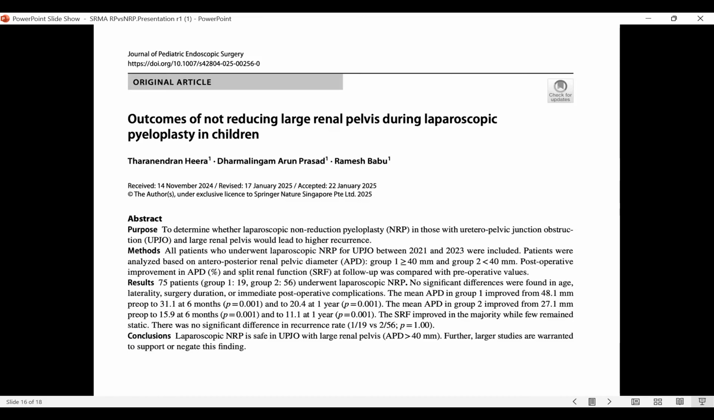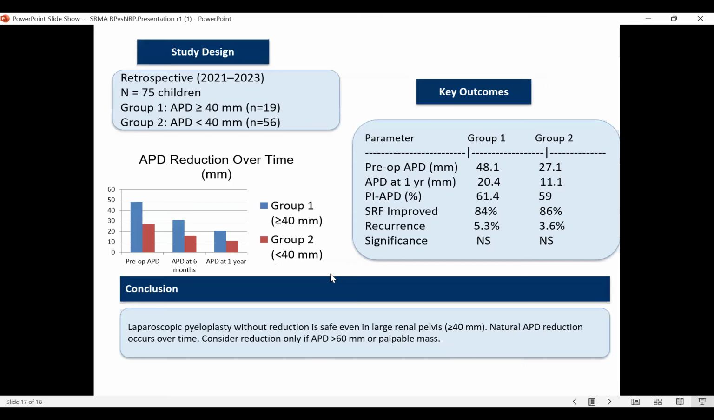Now, having said that, as a corollary, at the same time when this got published in JAPS, we published another paper in the Journal of Pediatric Endoscopic Surgery. Out of these 5 papers, none of them is our data. So we thought we would look at our own data, and our data is only non-reduction because we don't reduce the pelvis. So we looked at the outcomes of not reducing the renal pelvis during laparoscopic pyeloplasty.